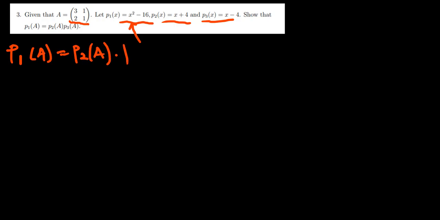Okay, so in this video we are going to look at this question on matrix polynomial. Given the matrix A and the polynomials P1, P2, P3, show that P1(A) is equal to P2(A) multiplied by P3(A).